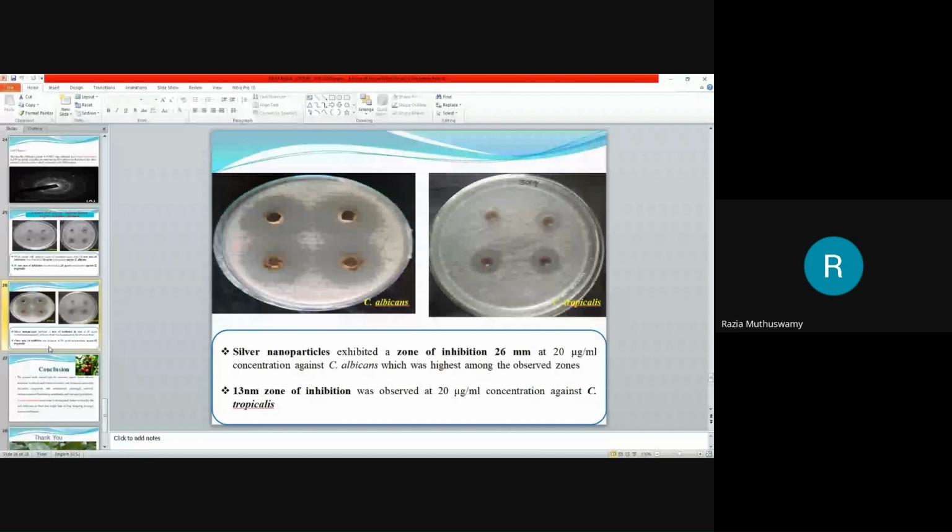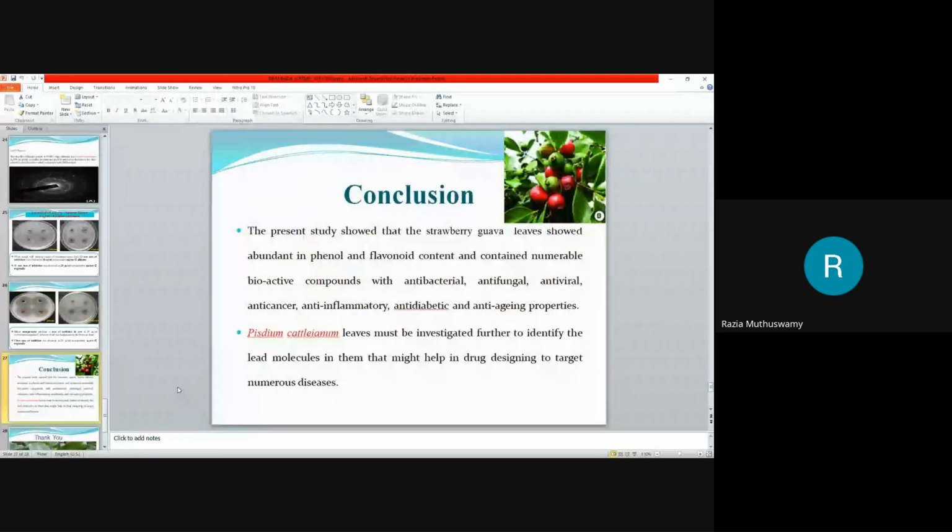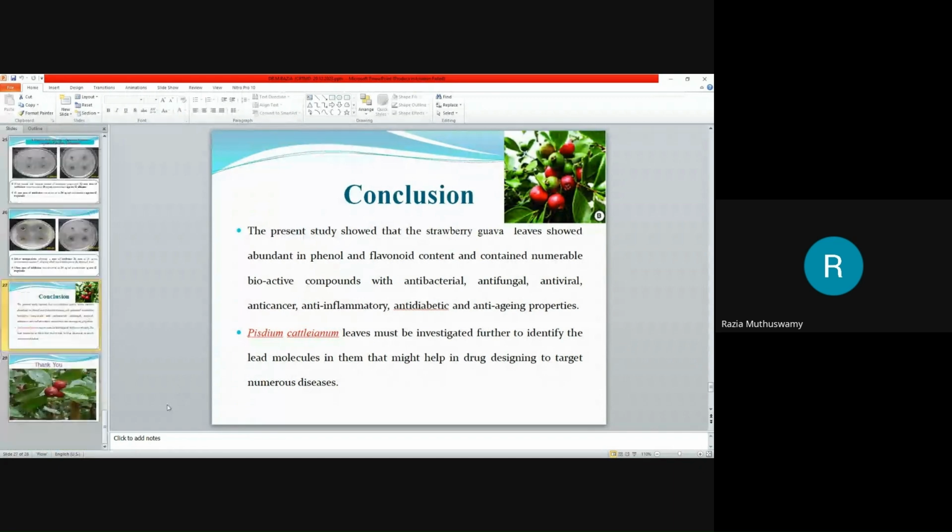The present study showed that the strawberry guava leaves are abundant in phenol and flavonoid content and contain innumerable bioactive compounds with antibacterial, antifungal, antiviral, anti-cancer, anti-inflammatory, anti-diabetic, and anti-aging properties. So the Psidium cattleianum leaves must be investigated further to identify the lead molecule in them that might help in drug designing to target numerous diseases.